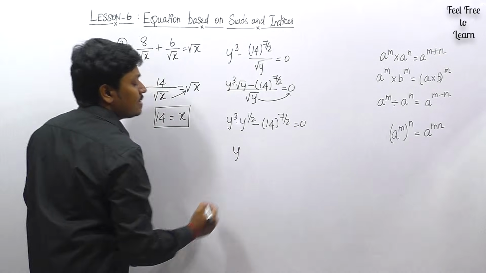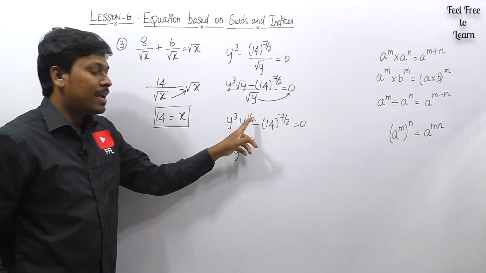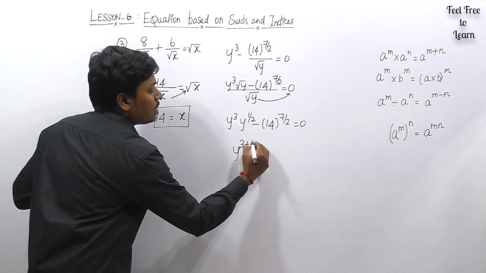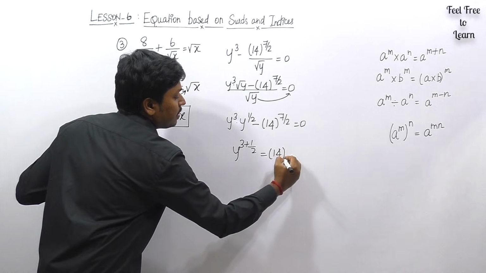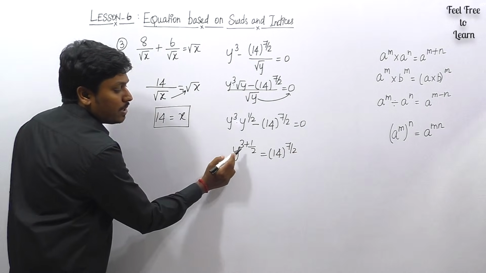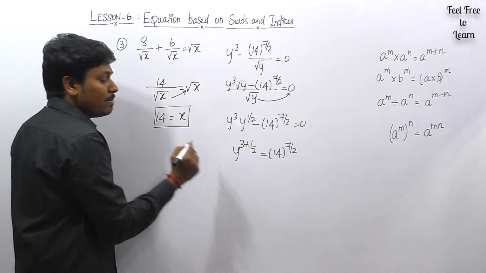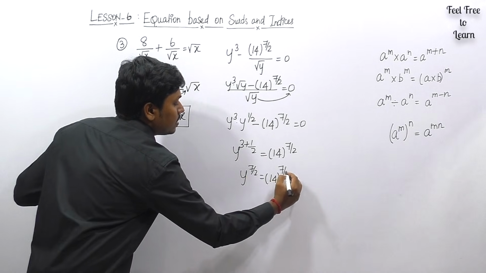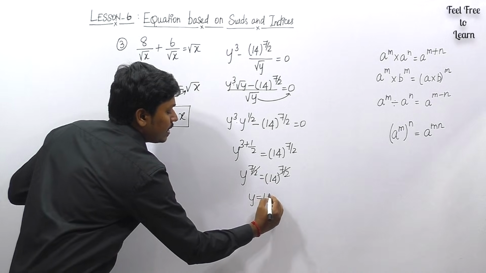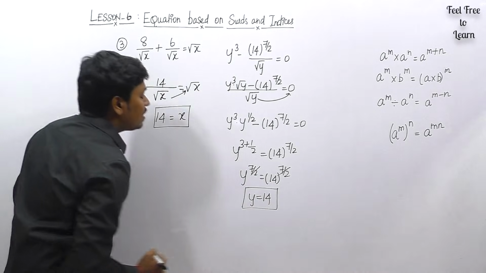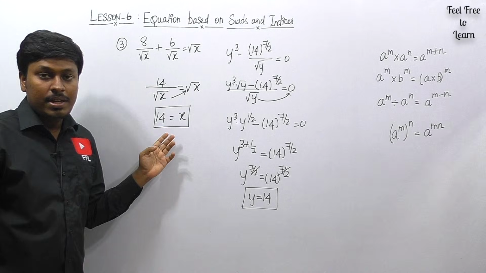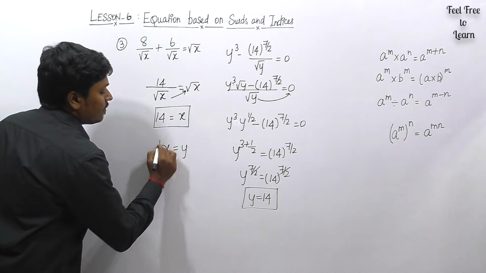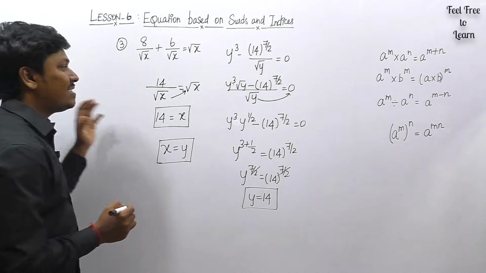So this can be written as, listen here friends, a power m into a power n, the resultant answer will be a power m plus n, that is 3 plus 1 by 2, is equal to 14 power 7 by 2. So friends, 3 plus 1 by 2, that is 3 into 2 will be 6, 6 plus 1 will be 7. So y power 7 by 2 is equal to 14 power 7 by 2. So finally we got an answer, that is y is equal to 14. And by using the first expression, we already got x is equal to 14 and now y is equal to 14. So finally the relationship between x and y will be x equal to y. That is for question number 3.